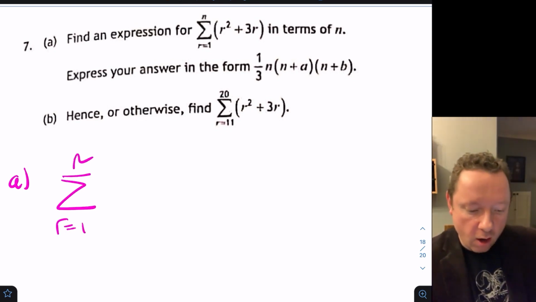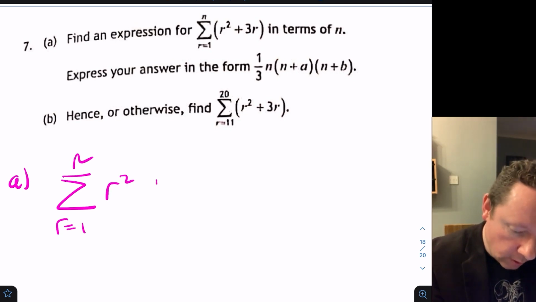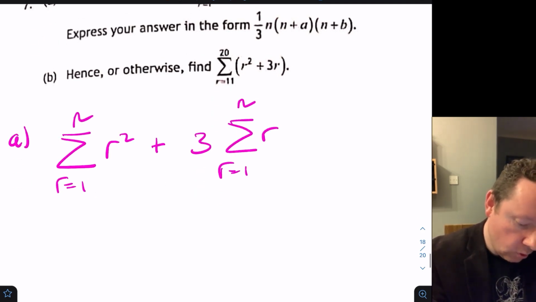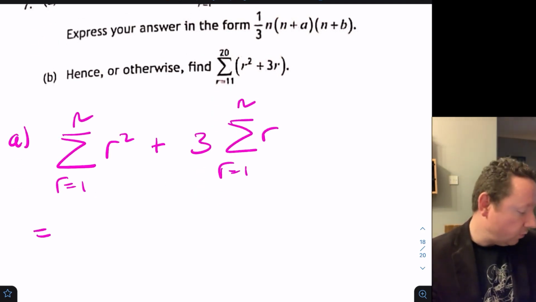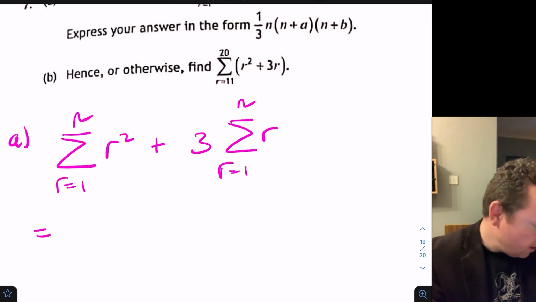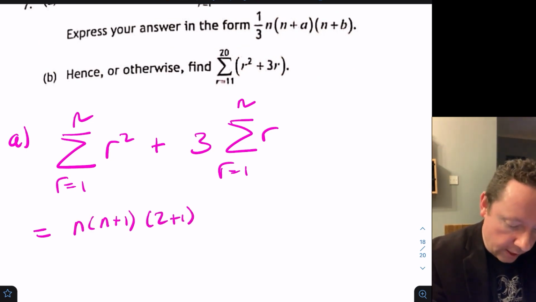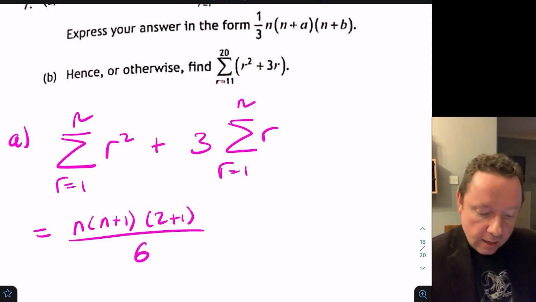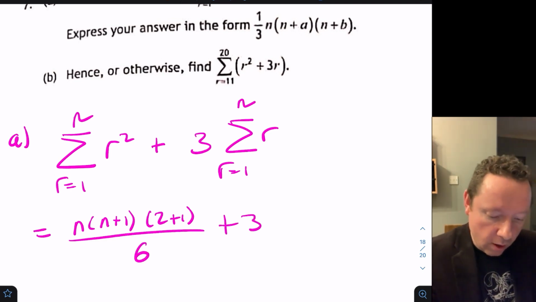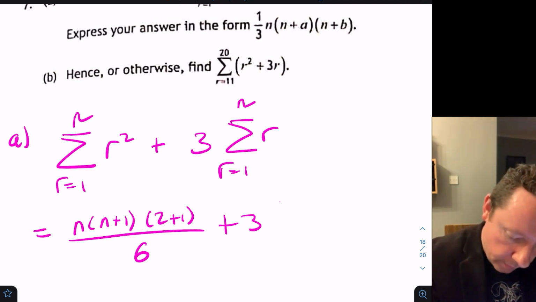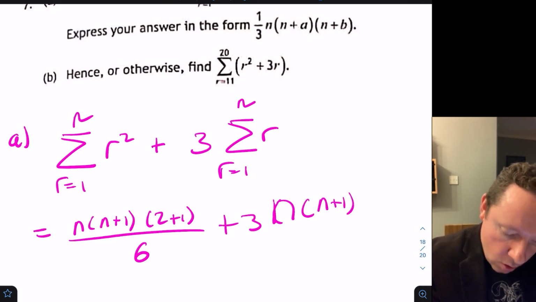Well, we've got two there. We've got the sum of r squared plus 3 times the sum of r, for r equals 1 to n. So you can actually just use that example for this if you don't memorise this stuff. The sum of r squared is n plus 1, 2n plus 1 over 6, plus 3 times the sum of r equals 1 to n, which is just n plus 1 over 2. That's an n over 2.